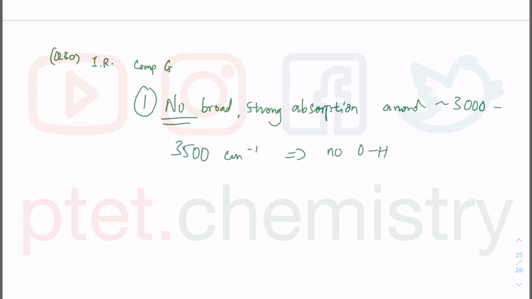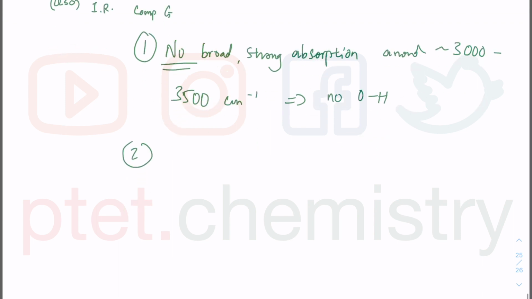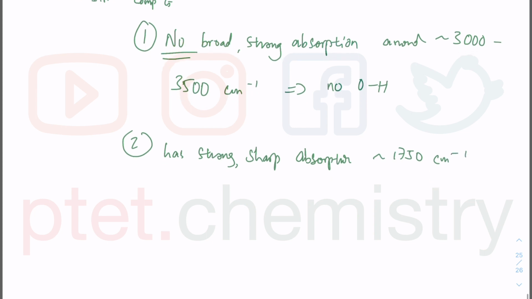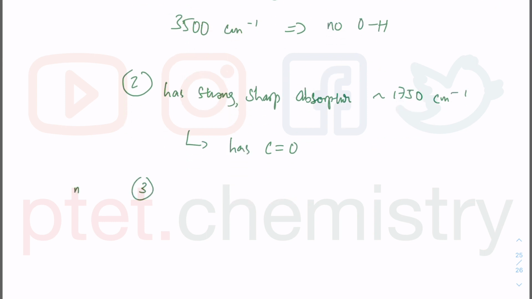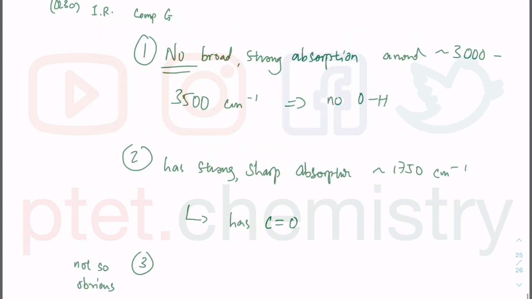No OH. How about number two? We're looking for carbonyl. So there is a strong, sharp absorption at around 1750 wave number. These are the units as shown on the diagram itself, the infrared spectrum, and this indicates that you have C double bond O. If we look further down, this one is not so obvious, but it will be obvious once you go through the options. Perhaps I'll go through number 3 in a little bit after I use number 1 and number 2 first.